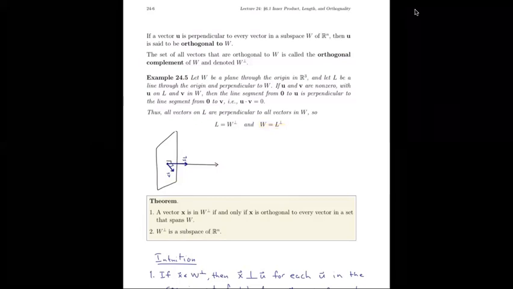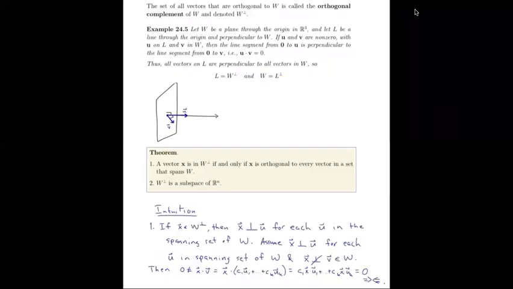So far, this is just abstract and not really connected to anything we've done, but on the next page we'll see something that ties it all together with things we've worked on in the past. Our first theorem regarding orthogonal complements is the following: X is in W perp if and only if X is orthogonal to every vector in a set that spans W. So we don't need to check every vector in W.